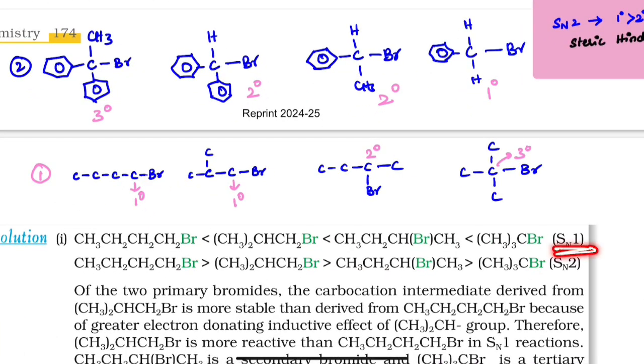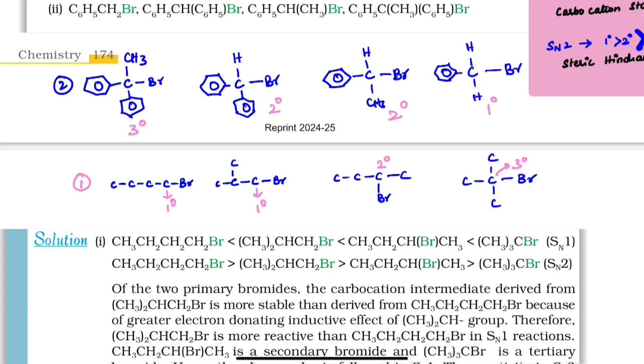For the SN1 reaction, what you have to check is the stability of carbocation. Stability of carbocation: tertiary is greater than secondary, which is greater than primary. Here you can see this is tertiary carbon, this is secondary carbon, and this is primary carbon, and here it is primary carbon. So this will show more SN1 reaction. This comes next. That is why we are writing the order like this.